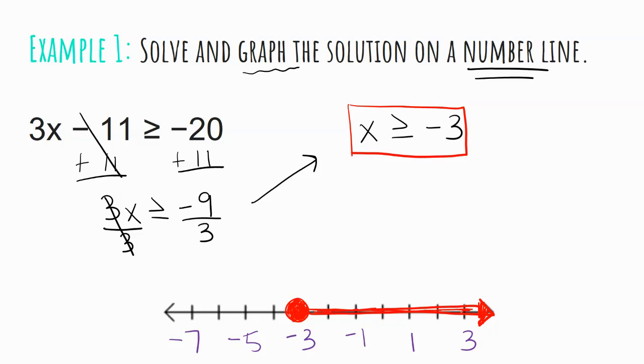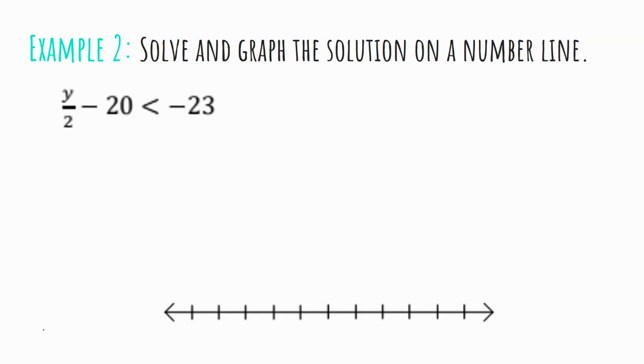Or another way that I've seen it is to do a line above like this, just so that it's easy to see. Either way, it doesn't matter, as long as your arrow and line points to the right and you know when to leave the circle open and when to close it. Okay, let's do another example.